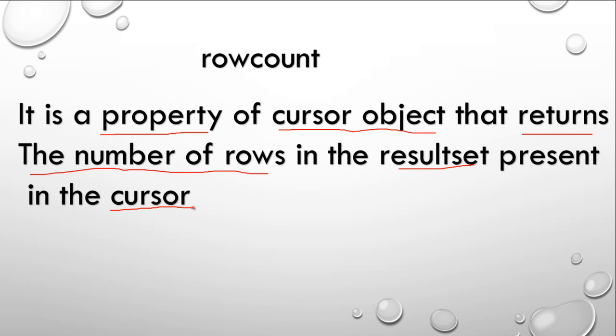Now we want to know how many records are present in the cursor, or how many employees belong to the sales department. For that there is a property named rowcount. It helps us find out the number of records present in the result set. So this property is basically used to get the total number of records present in the result set.